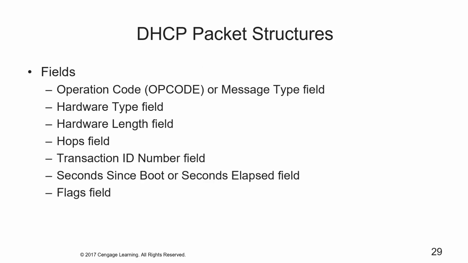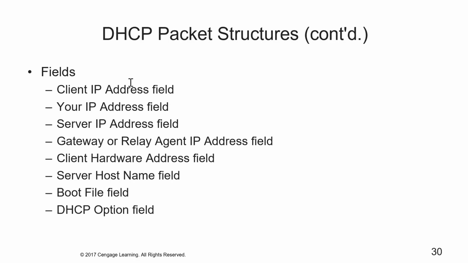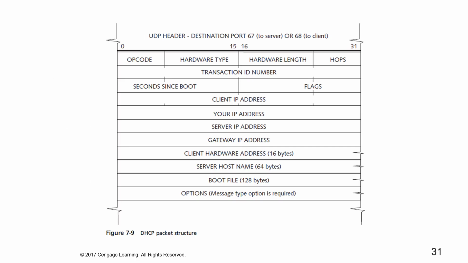Going back down here to packet structures. The fields in a DHCP packet: you have your operation code or opcode, or the message type field, the hardware type field, hardware length, hops, transaction ID number, seconds since boot or seconds elapsed, and flags, the client IP address, your IP address, the server IP address, the gateway or relay agent IP address, client hardware address, server host name, boot file, and DHCP options. Here is an example of the DHCP packet structure.